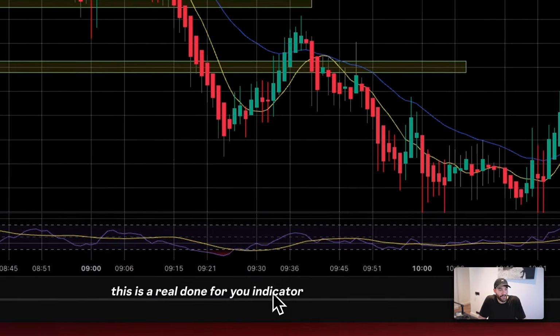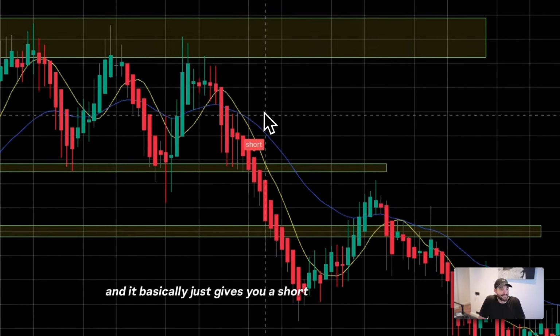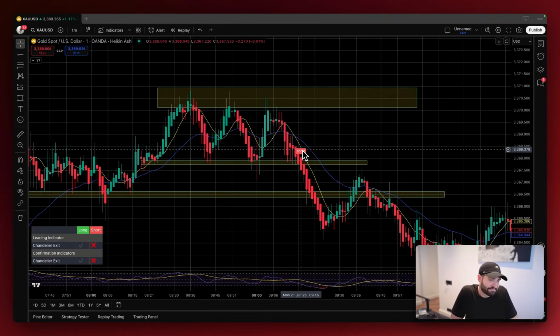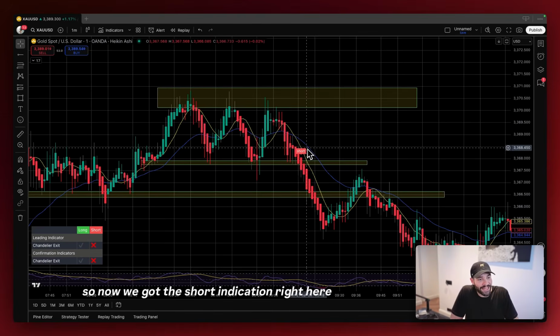This is a real done for you indicator, and it basically just gives you a short or a buy signal when you're going long or when you're going short. It shouldn't be used just on its own. It's got a very good success rate on its own, but using this with other confluences is of course a great idea. So now we've got the short indication right here.